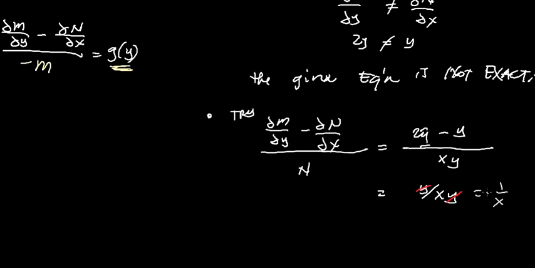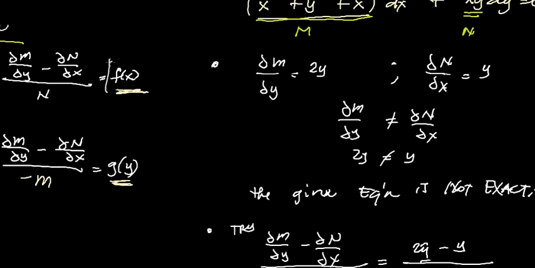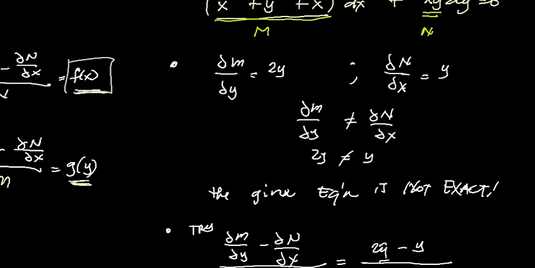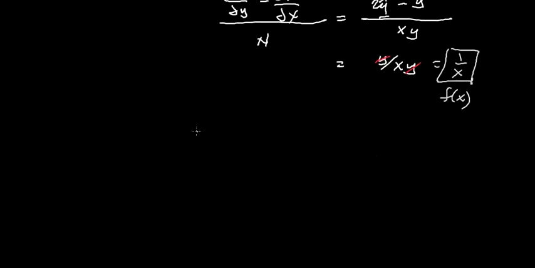Okay, and as you can see here, this part is purely x. Purely a function of x. So immediately we can now say that our integrating factor is this part. So how can we determine the integrating factor? We will use e to the integral of f of x dx.